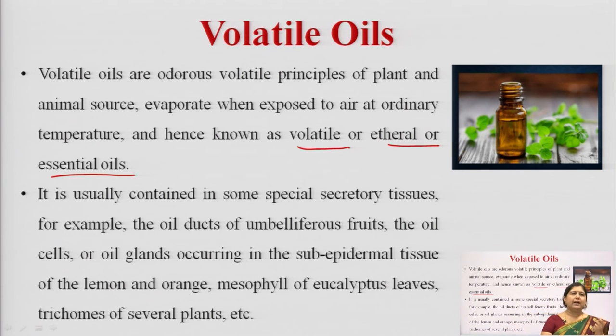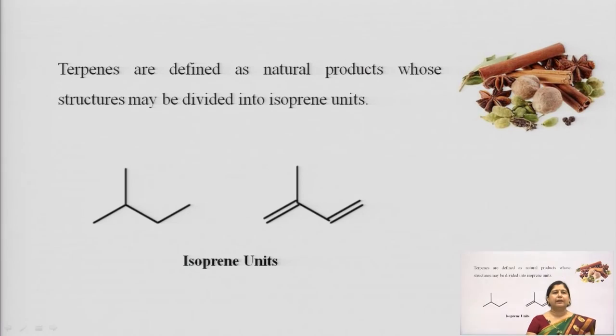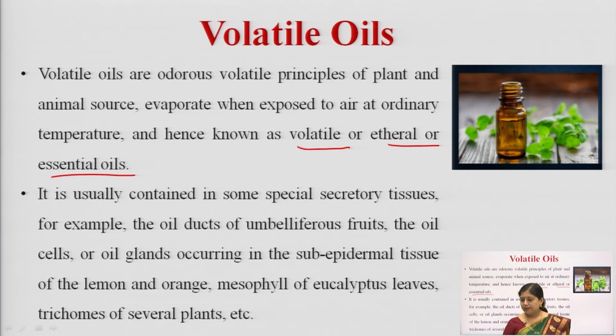It is usually contained in some special secretory tissues of the plants, for example, in the oil ducts of the umbelliferous fruits, like in the case of coriander. Coriander seeds have a very odorous nature. So, this is present in the duct present on the fruit known as the vittae. Then there are oil cells or oil glands present in the epidermal cells also of many fruits.